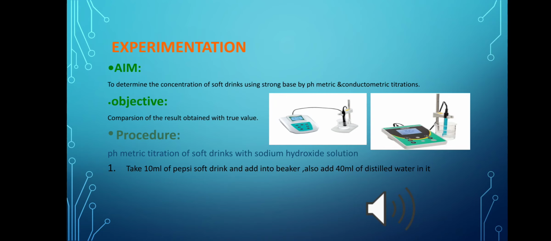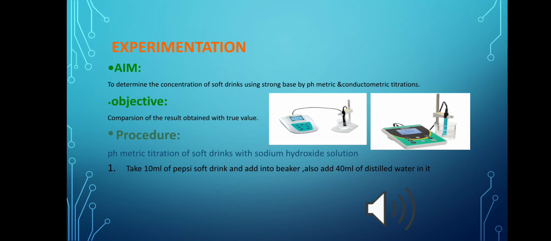Experimentation. In this slide we will discuss how to do the experiment and how to determine the concentration of soft drinks using a strong base, by using pH and conductometric titrations. Objectives: compare the results obtained with the true value. Principle: the neutralization reaction takes place between the soft drink and NaOH.